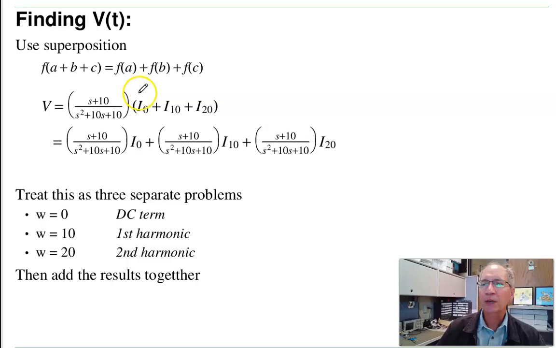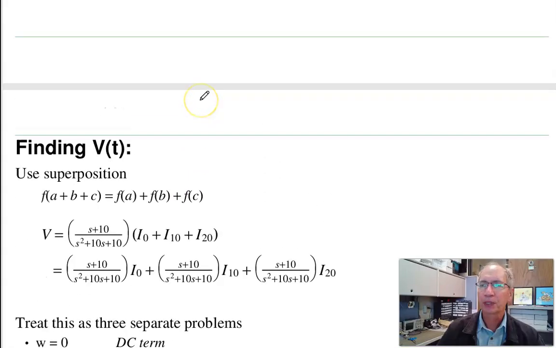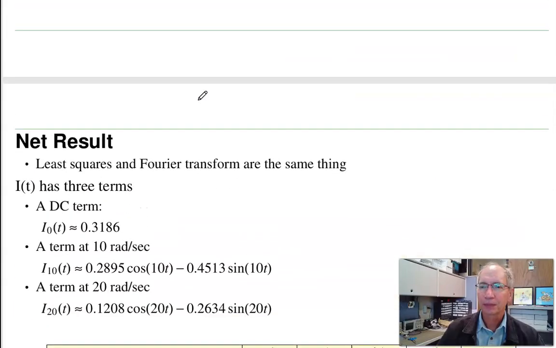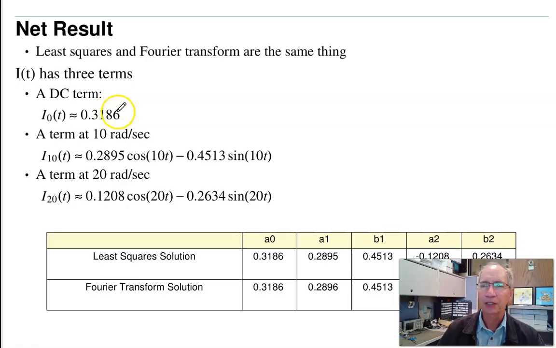So at this point I have 3 different currents. I have the DC term, the 10 radian per second term, and the 20 radian per second term. That's these guys right here. There's the DC term, the term at 10 radians per second, the term at 20, and there's one at 30, 40, 50. I'm just using these 3.